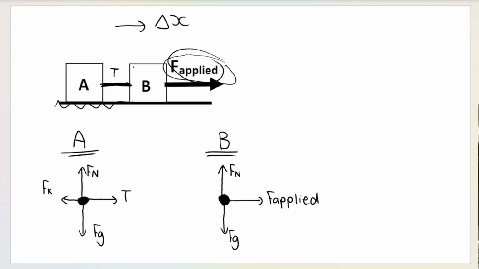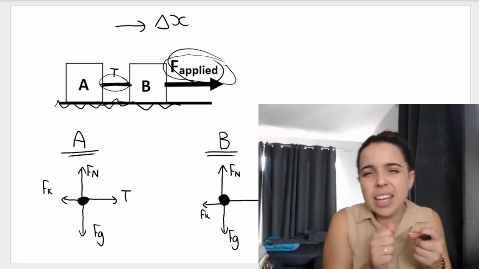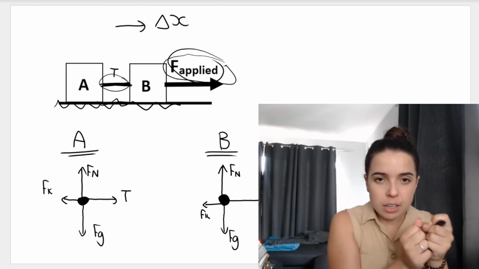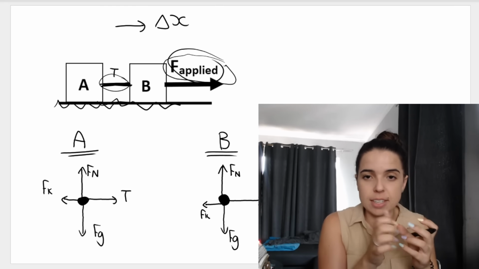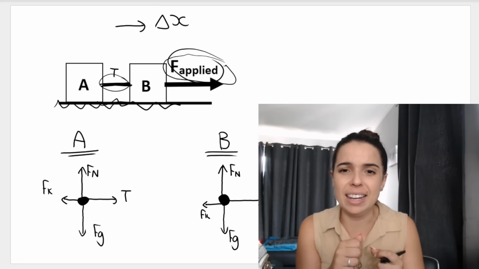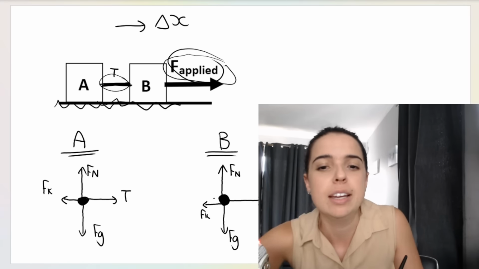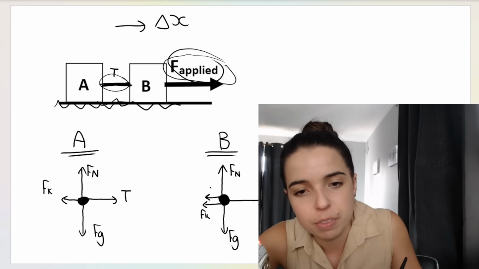And now, think about B. B is also moving along the surface, so there's also a frictional force acting to the left, Fk. However, the tension in this string is also affecting B. So think about it. B is dragging A along. Okay, someone is pulling B. Because it's got a rope connected to A, B is dragging A along. And that tension is pulling B back a little bit. So the tension for B is actually going to the left.